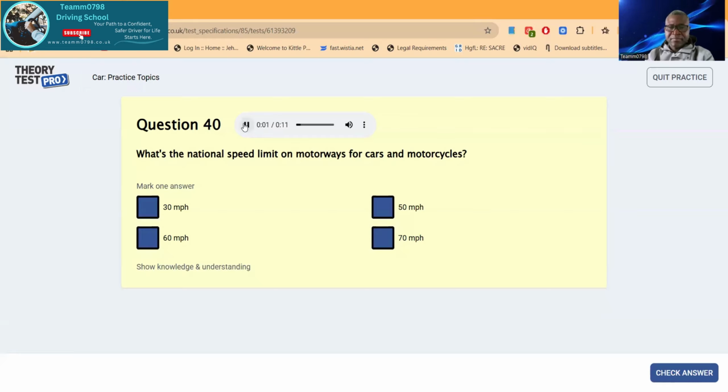What's the national speed limit on motorways for cars and motorcycles? 30 miles per hour. 50 miles per hour. 60 miles per hour. 70 miles per hour. 70.